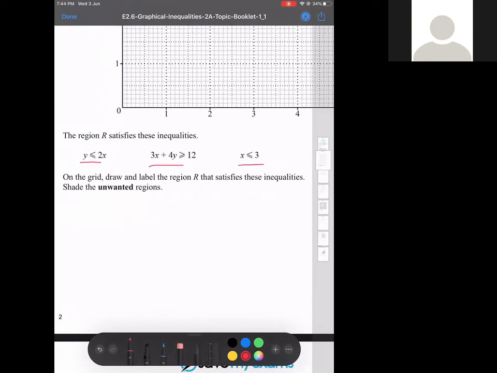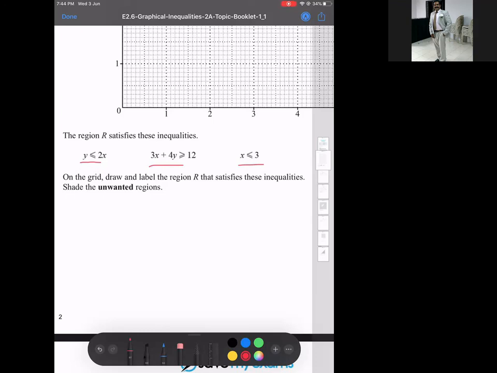Yes, sir. So please read this question. I don't know whether we have time to solve this question, but we will discuss some matters regarding it. The region R satisfies these inequalities. On the table, one of the sides will be like 3x plus 4y, something like that, with a coefficient. We are going to do that. You just go through this question first.